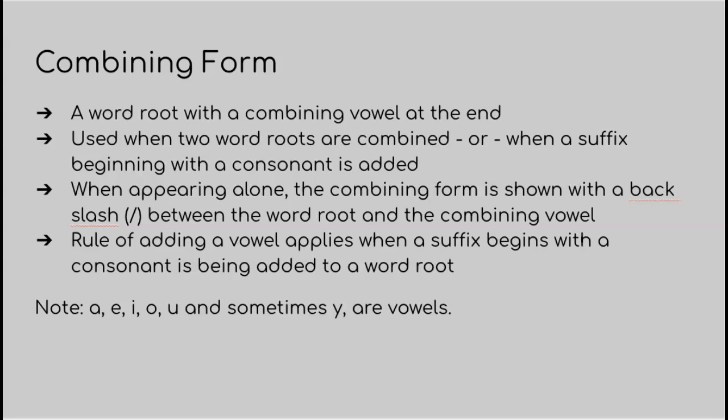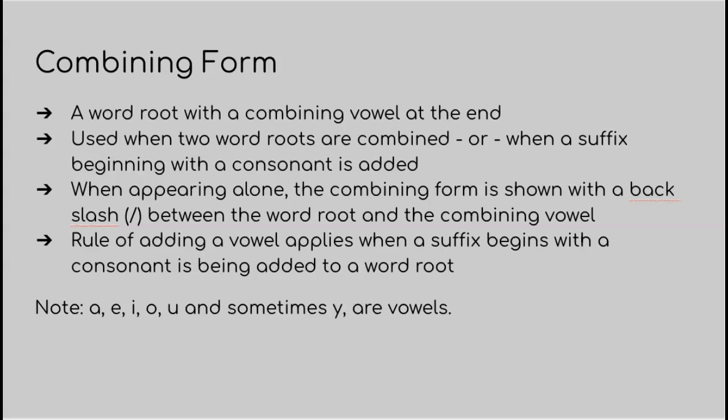Combining forms, as mentioned before, is a word root, like we just talked about, so gastr, with a combining vowel at the end. The combining vowel for gastr would be O. So it would be written gastr slash O. That's how you create a combining form. It is used when two word roots are combined or when a suffix beginning with a consonant is added. A consonant is any letter in the alphabet other than a vowel. Your vowels are A, E, I, O, U, and sometimes Y. When word roots appear alone, the combining form is shown with a slash between the word root and the combining vowel. You always want to follow this rule.